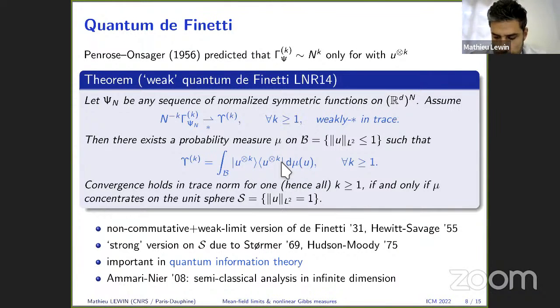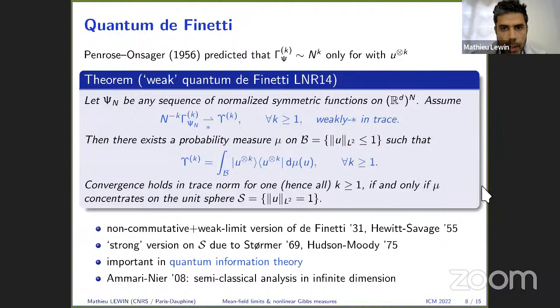Okay, so the theorem is telling you that the only thing that can arise at the scale n to the k in the density matrices is due to IID particles, and then you get a probability measure over all possible IID systems. And the convergence is strong if and only if mu lives on the unit sphere.